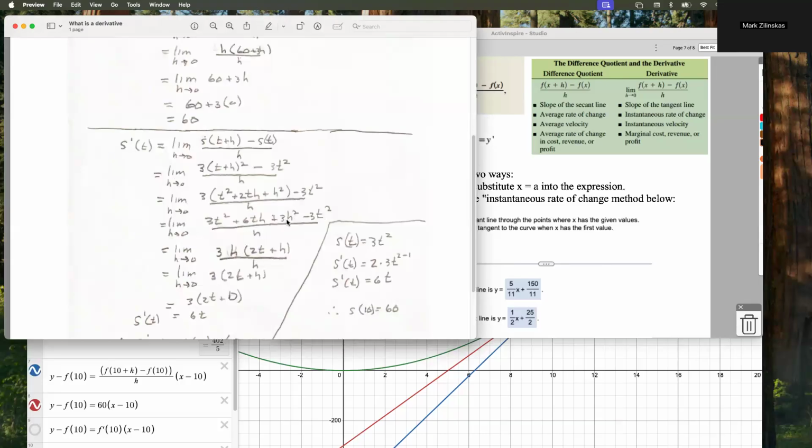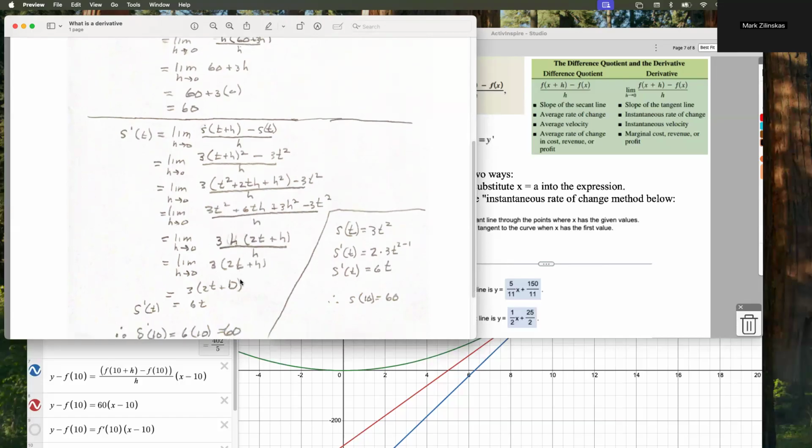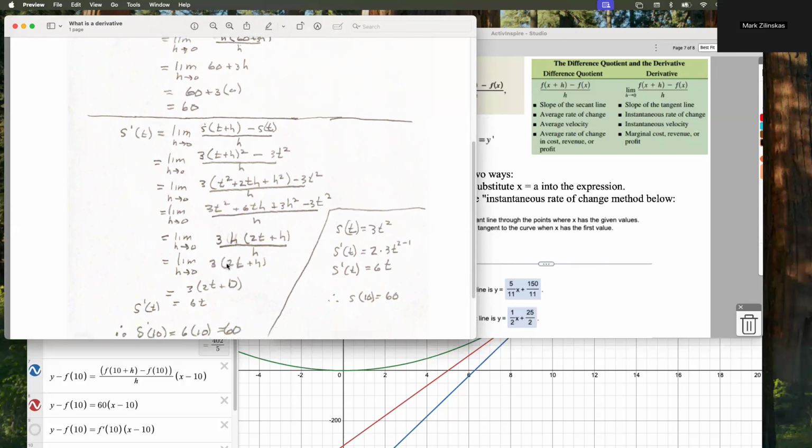The 3t squareds cancel out. I'm left to factor out a 3h. What happens here is that the h's cancel out. I'll distribute back through this 3, or I don't need to. In this case, I can just evaluate the limit. I could get the 6t plus 3h here, or just substitute the 0 in. Either way, I'm going to get 6t when I evaluate the limit.